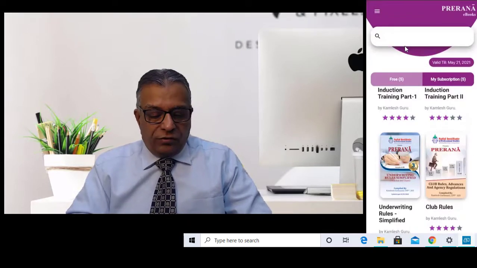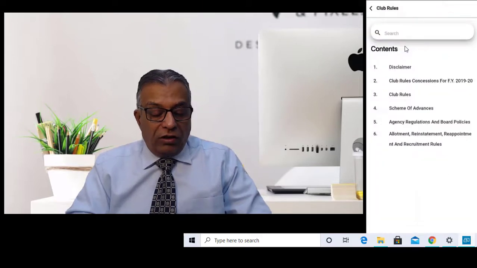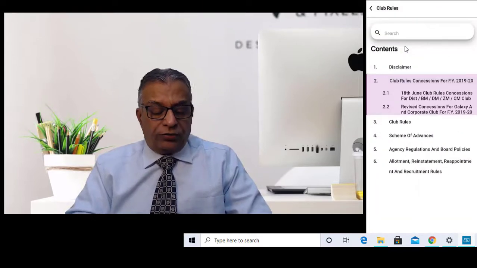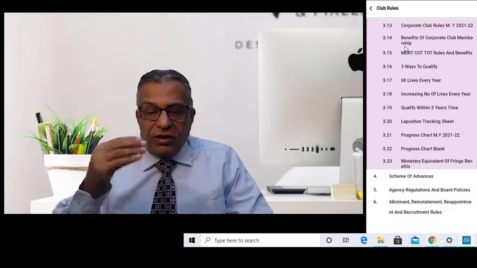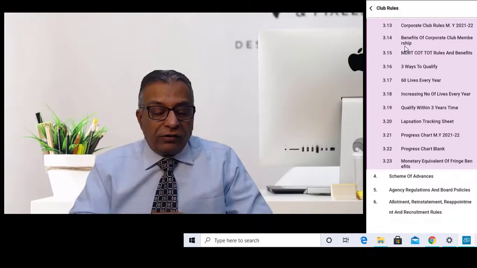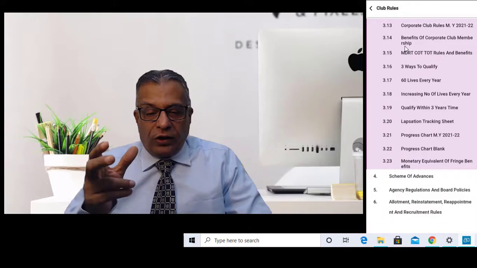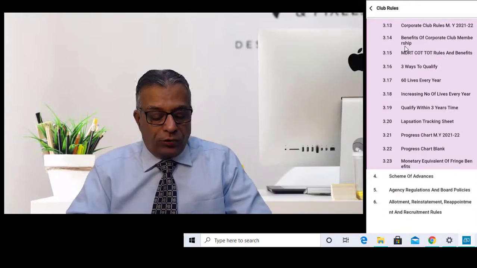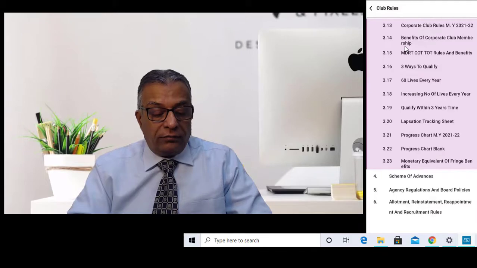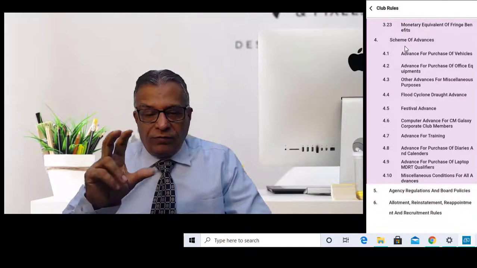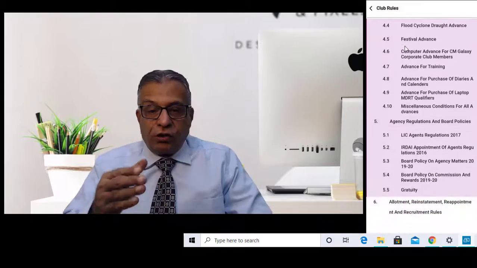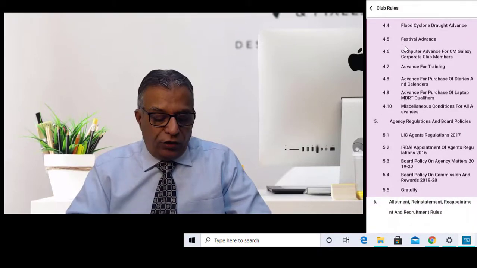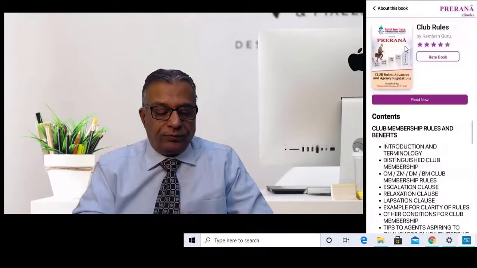The fourth book is most important, the club membership book. You will get all club rules in detail and how to qualify. There are 3 ways to qualify, and they are explained. You can choose in which way you want to qualify, much quicker and easier, and all the benefits of club members are also given. Then all schemes of advances. What are the advances available to the agents? You can study it and make use of this. And all agency regulations, Agency Regulation 2017, board policies, everything you will get in this club membership book.